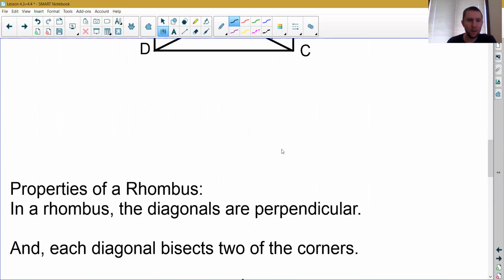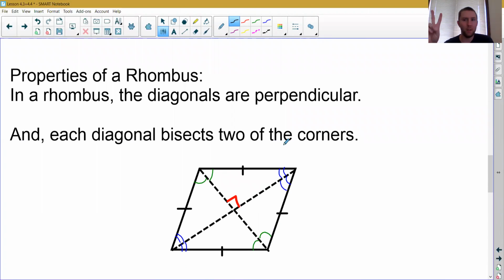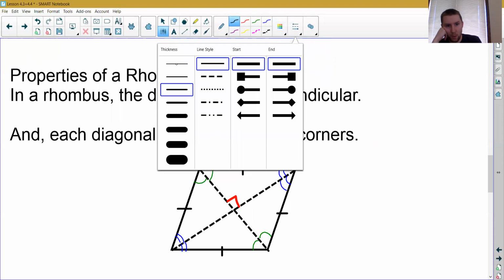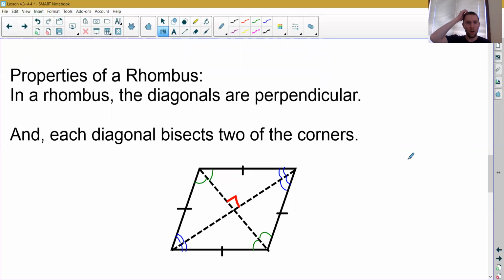Now, when we have a rhombus, we know 2 things, okay? There are 2 extra special properties about a rhombus. So here I've drawn one for us. Here's a rhombus, and there are 2 properties, like I said, that we know to be true about a rhombus. Number 1, the diagonals have to be perpendicular. So if I were to draw the diagonal from this corner up to this corner, and then the one from this corner down to this corner, those 2 diagonals have to meet at a 90-degree angle here in the center, okay? Has to be a 90-degree angle.